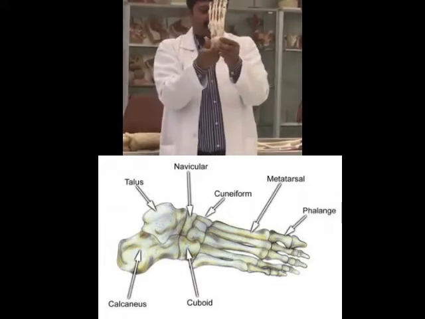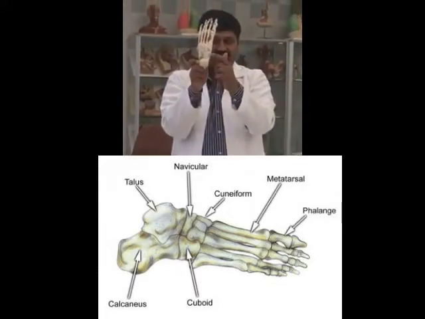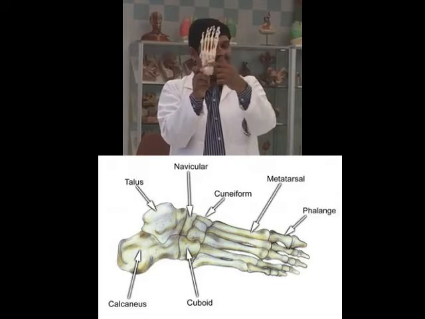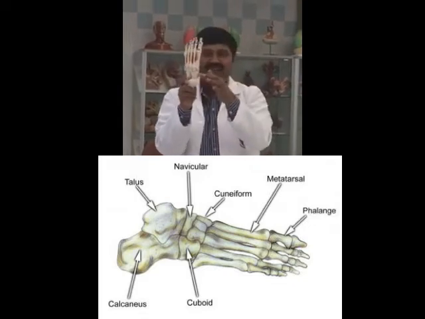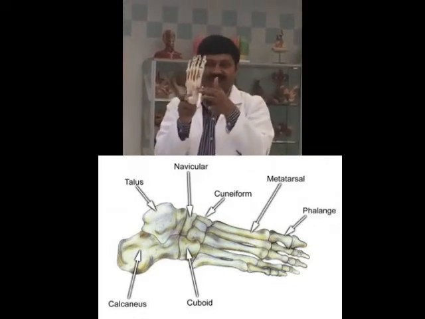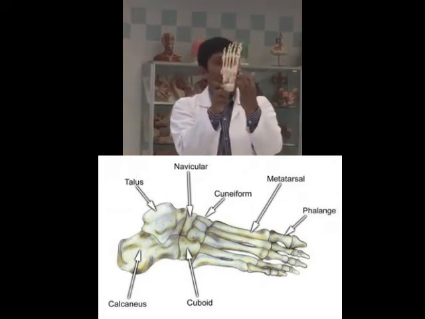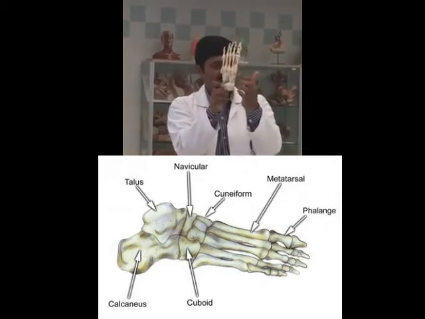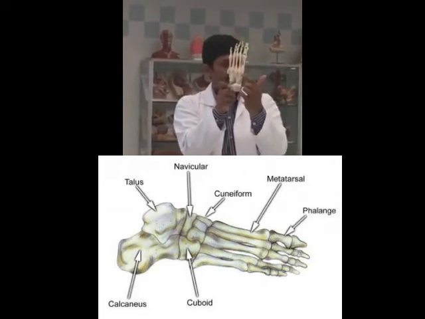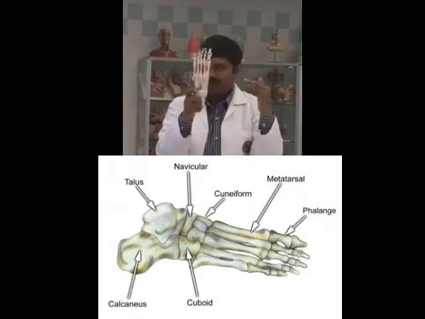If you see the talus like this, in front of the talus you see a boat shape. We call it navicular. Navy means boat. So this one is the navicular. In front of the navicular, you find three bones. All three are wedge shaped. You understand wedge shape?